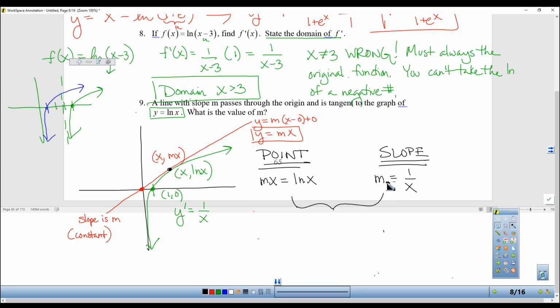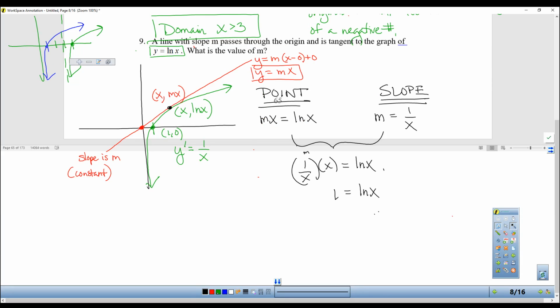I substitute m is equal to 1 over x where I see the m. So I write 1 over x, that's where the m used to be, times x is equal to ln of x. I get 1 is equal to ln of x. Do you remember how to get rid of an ln? E both sides. So I'm going to rewrite this as e to the 1 is equal to e to the ln of x, because an e and an ln are inverses of each other, so they cancel each other out.